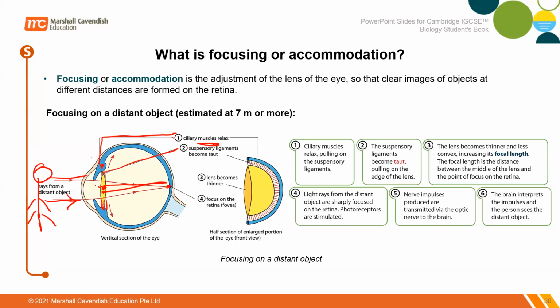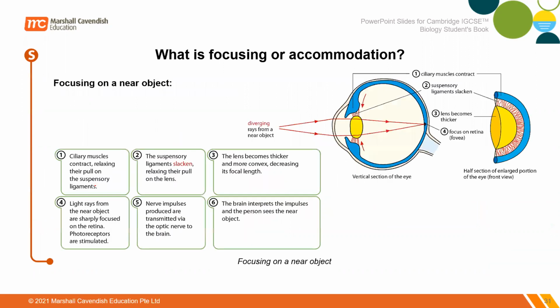Nerve impulses produced in order to deliver the message to the brain. البرين يبدأ translate this in order to see a distant object. I will listen to all your questions when I compare quickly between a distant object و near object.